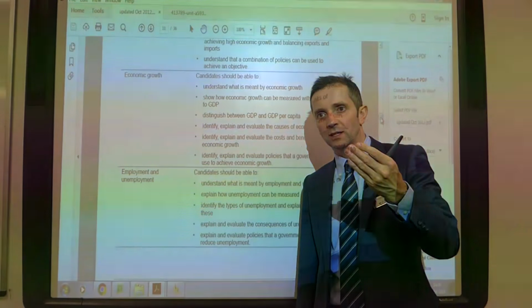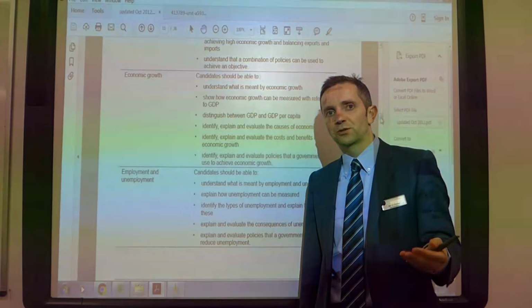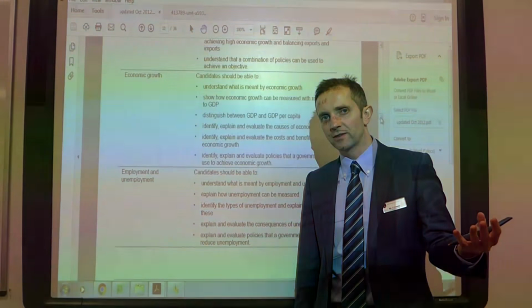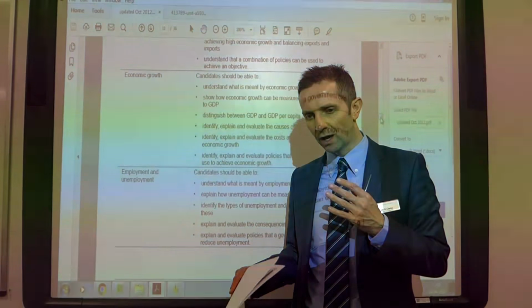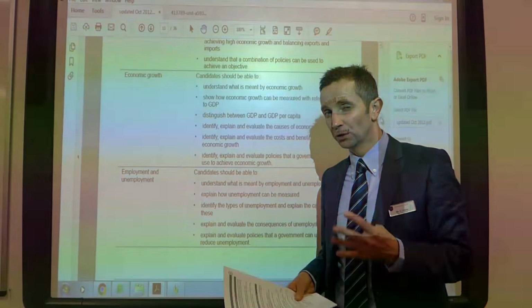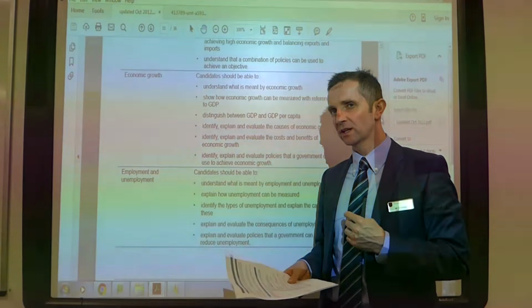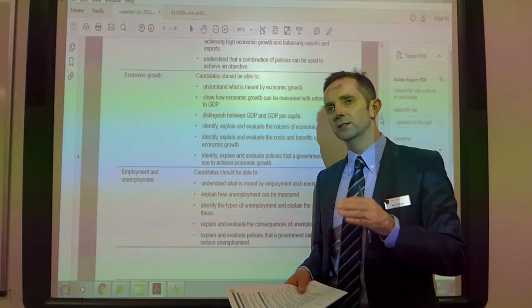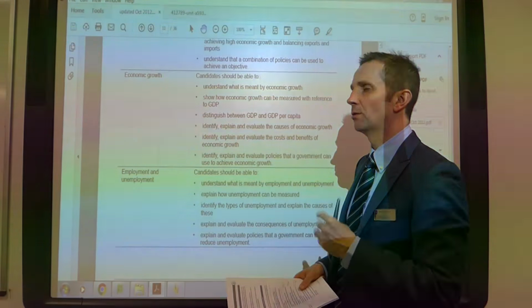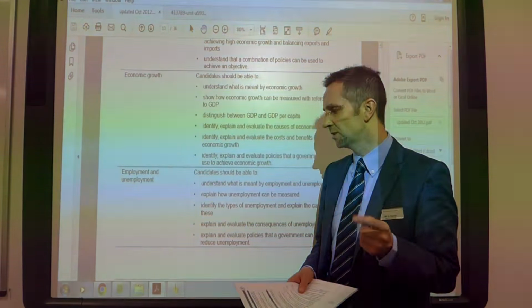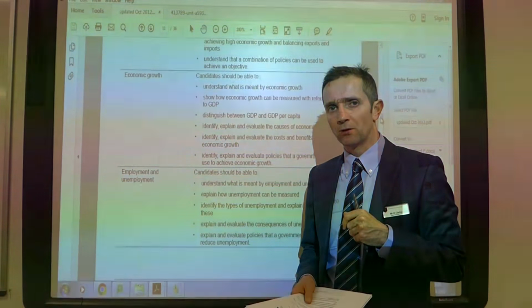So obviously you'll be thinking about, well, tax receipts fall, unemployment benefits go up. There's the whole social aspect of it. People don't feel good about themselves, they feel demotivated. It can lead to certain areas going into complete decline. So all sorts of problems with unemployment, which I'm sure you've studied and you're revising hard.